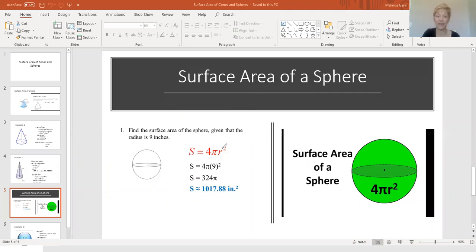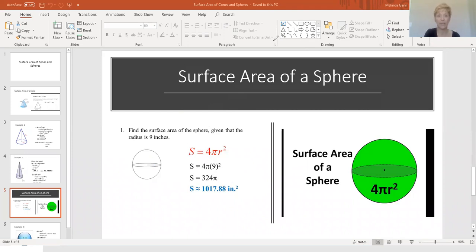So all you really need to know is your radius. So if I knew from here to here was a 9, if I knew that radius was 9, I would square my 9 and get 81, and then 81 times 4 would be 324. And again, I'd have pi, or a decimal approximation. Now, I would need to put, remember, my inches, and then make sure that they're squared. So you'd have to have your square inches. Surface area is always square units. So you could give me an exact answer or a decimal approximation. I would be okay with either one of those.